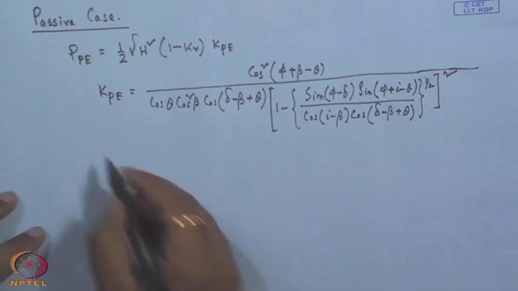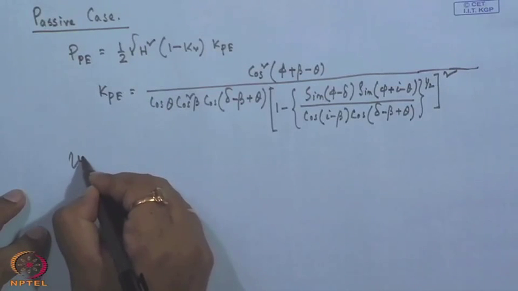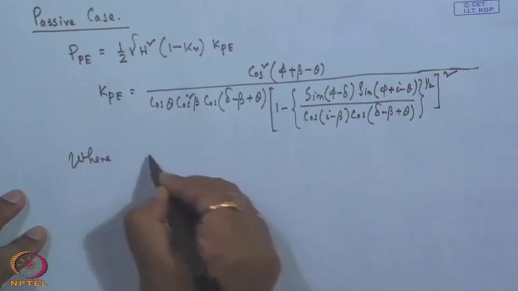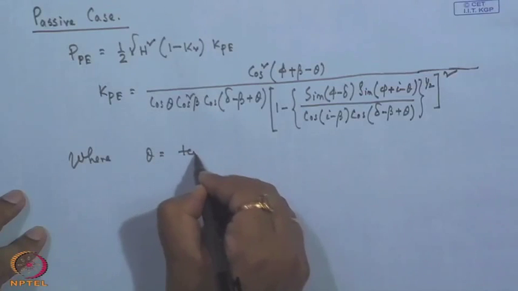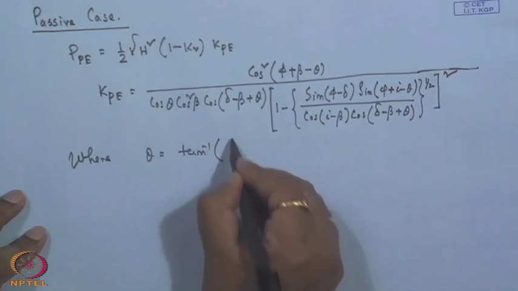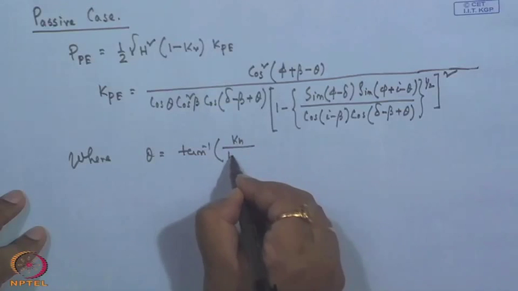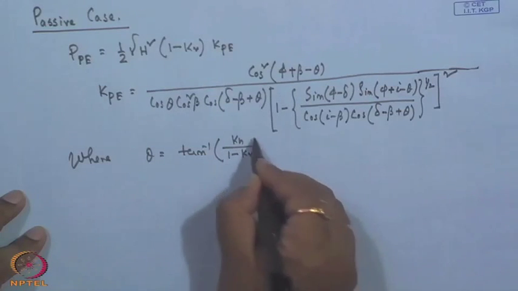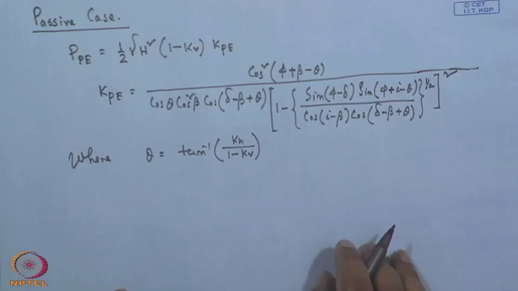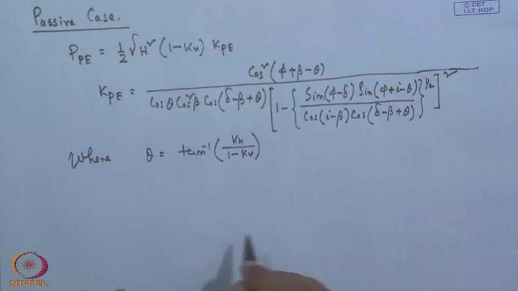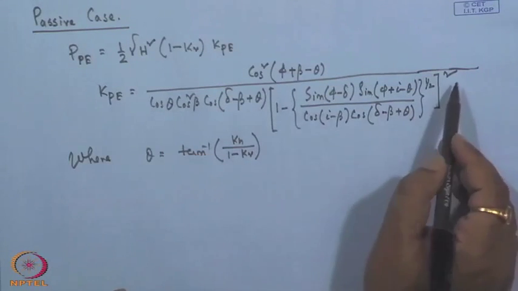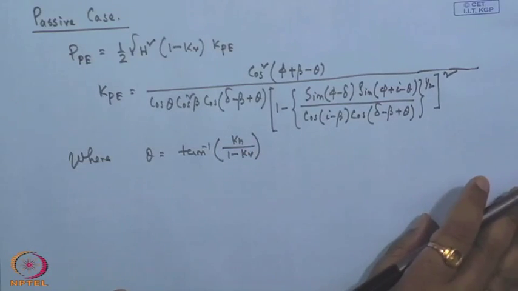So, this is the expression of KPE, where theta is equal to tan inverse of kh over 1 minus kv. Other expressions remain the same; only this KPE expression will change. Now, these are the design steps for the seismic condition of a retaining wall.